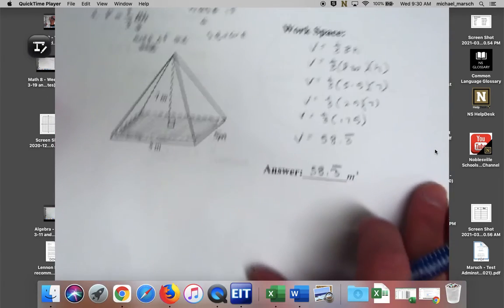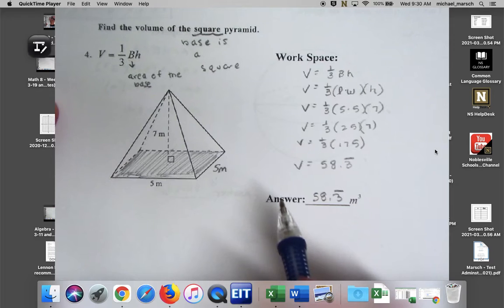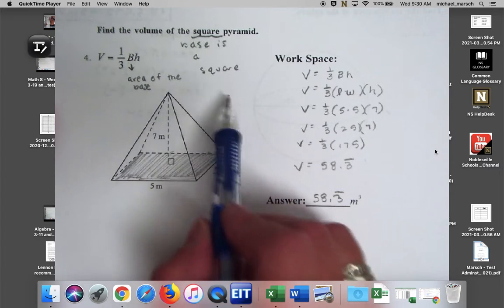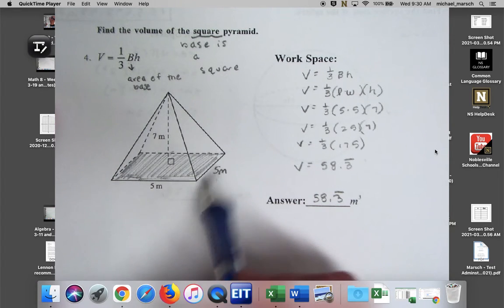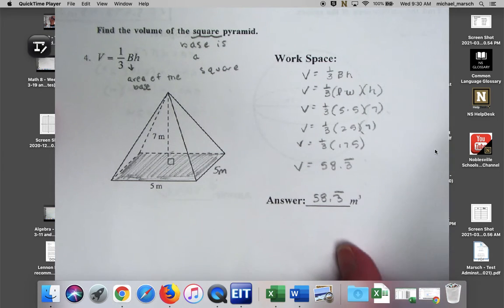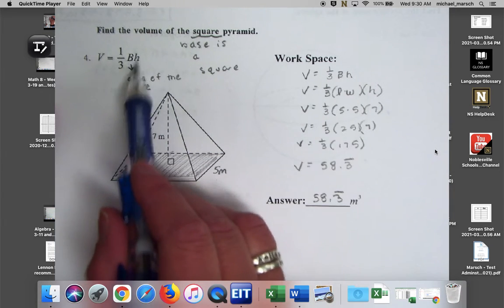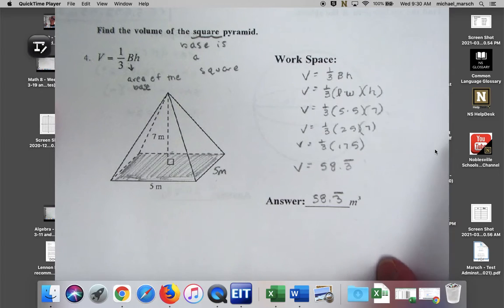We did question 4 together in class. So remember, we talked about the base being a square. So we had to fill in the missing side length, fill it in. We knew that length times width was what B stood for because the base was a square.